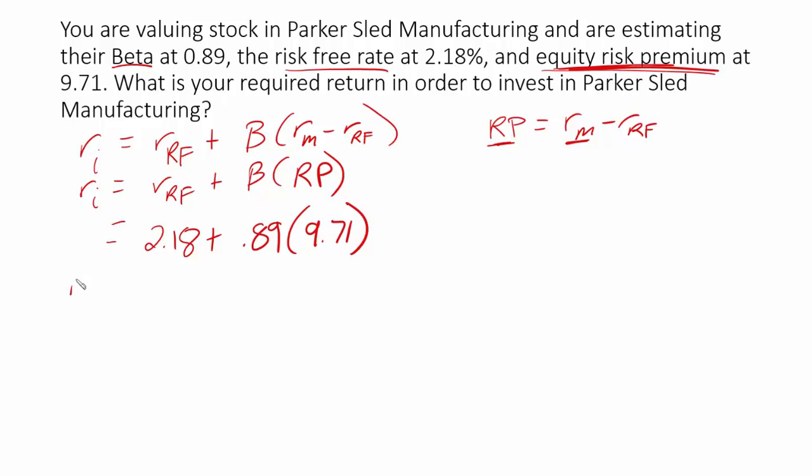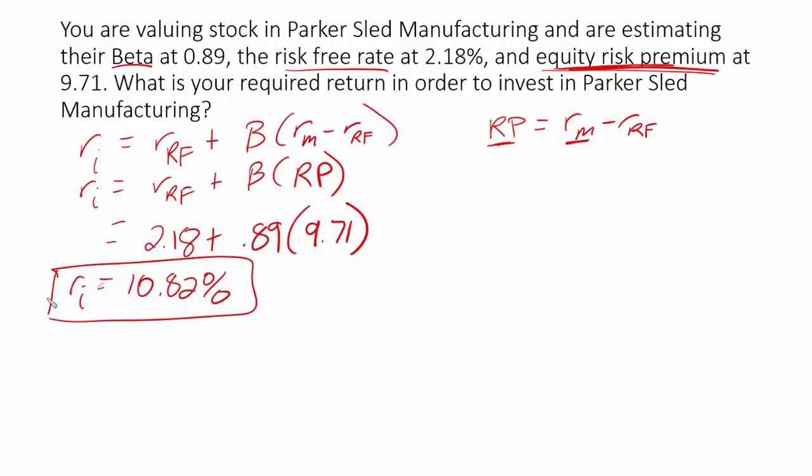And so that tells us our return on this security is going to be equal to 10.82%. Now, it is important to compare this to the return on the market. We have a beta of 0.89. Is that going to have a higher return than the market or a lower return? Well, we know it's going to be lower than the return on the market because beta is less than 1.